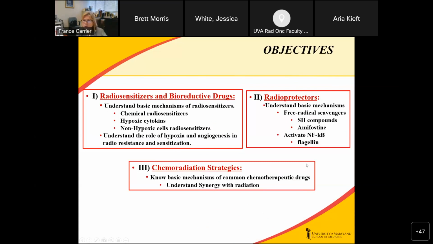For the radioprotector, I don't know, can you see my pointer when I use it? No, I don't, okay. Yes, we can. Yes, we can. Okay. Wonderful, good.